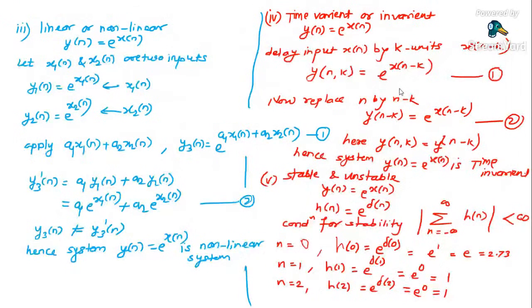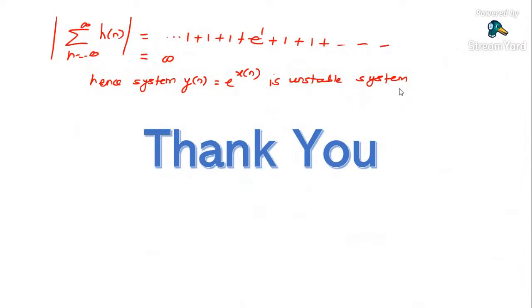Why is it so? Because of the values you are getting. See, delta means it is the value at location 0 and all other values are 0. Means e raised to 0 you will get everywhere. So e raised to 0 means 1, from positive infinity to negative infinity. Hence the system is unstable.